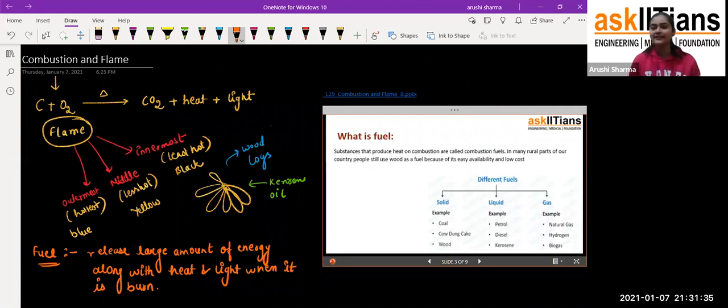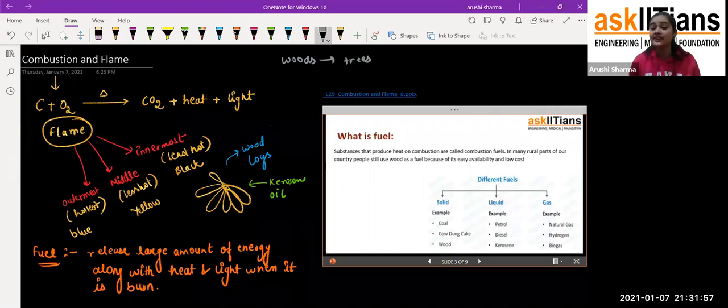But if I ask you one thing, is it justifiable to use this amount of wood? We use so much wood, so is it justifiable, because you can imagine, wood is coming from what source? Wood is coming from where? Woods are coming from the trees.